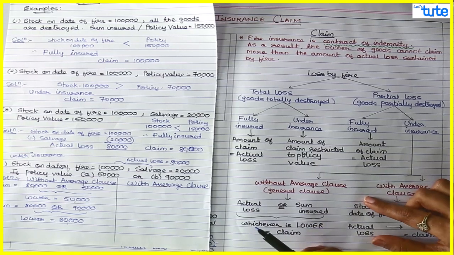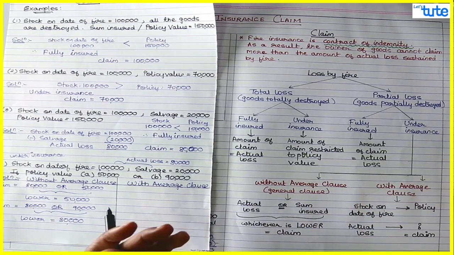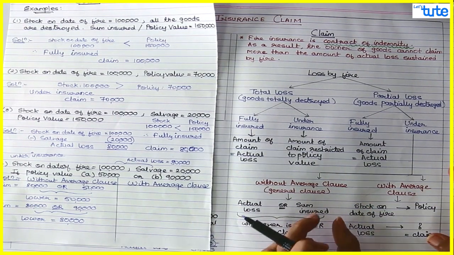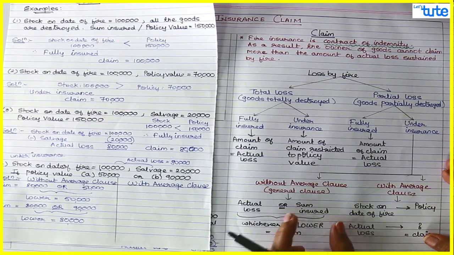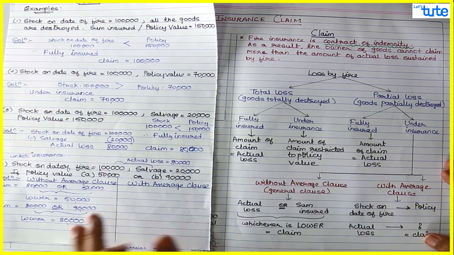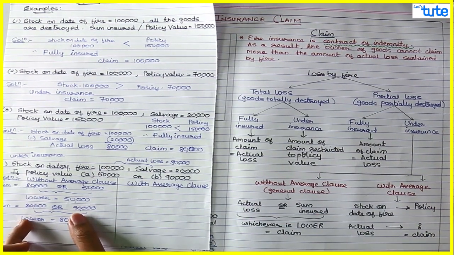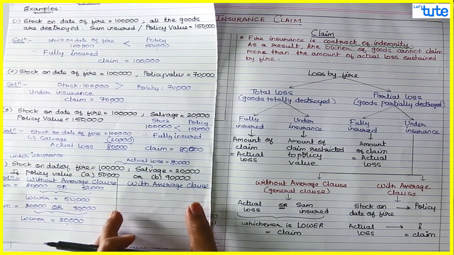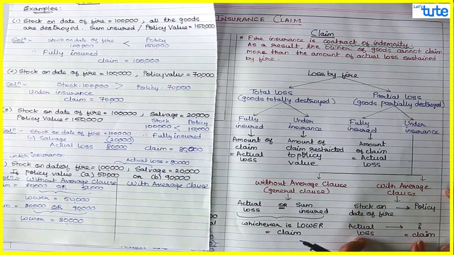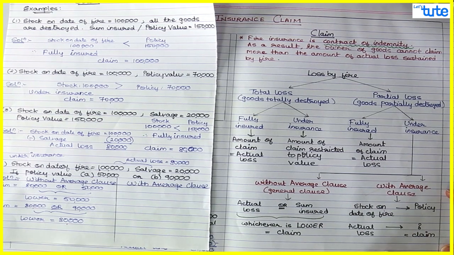But if your policy amount is lower, even though you suffer more loss, you will get only the claim up to your policy amount or your sum insured amount. So that is the case when there is no average clause. Now if there is an average clause, we see the proportionate basis. Now what do we see in the proportionate basis?